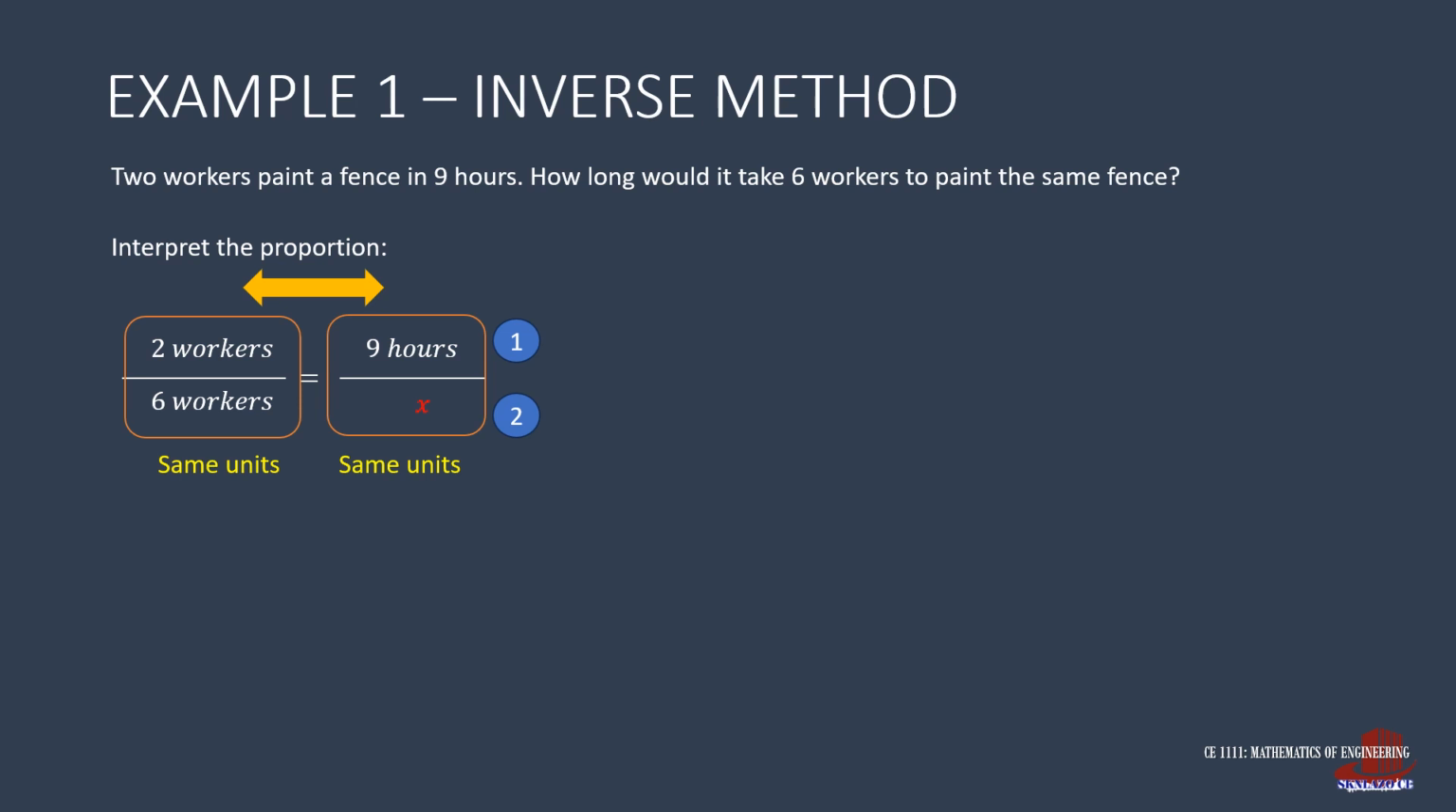After arranging the terms, reciprocate one ratio. You can flip the first ratio or the second. For this instance, we will flip the second ratio and get x over 9. Now, through cross multiplication, we get 6x as 2 times 9, which can be simplified as 18. Divide both terms by 6 and get x as 3 hours.